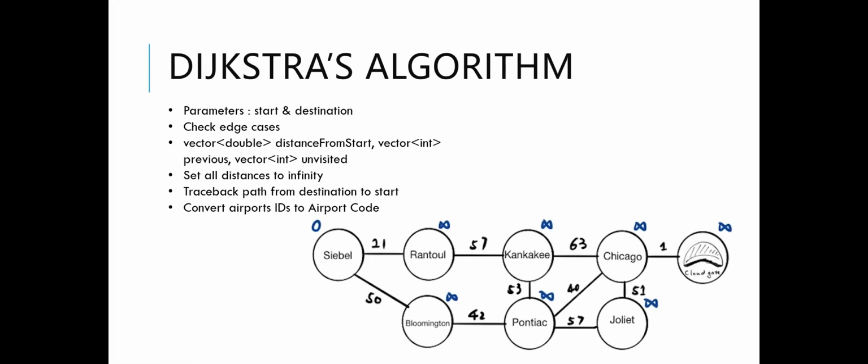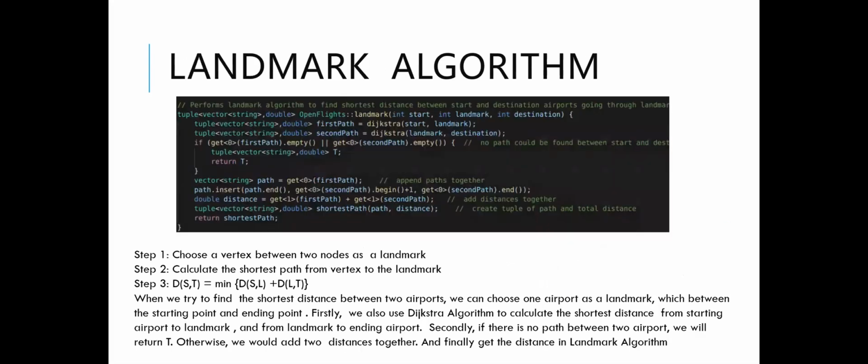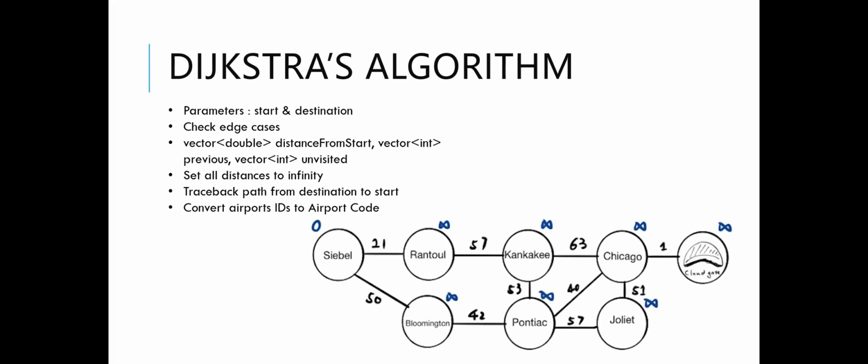Then we will start to deal with each specific node, such as adding them to the priority queue and popping elements from the priority queue until we reach the end. Afterwards, we will trace back from destination to start and convert airport IDs to airport codes. And that's basically what we do for the Dijkstra algorithm.